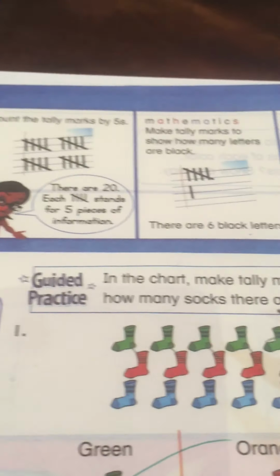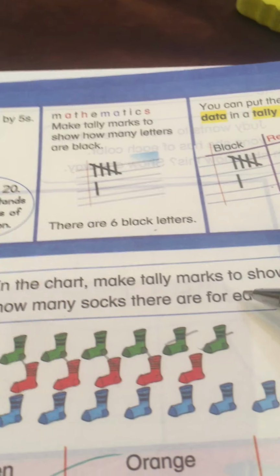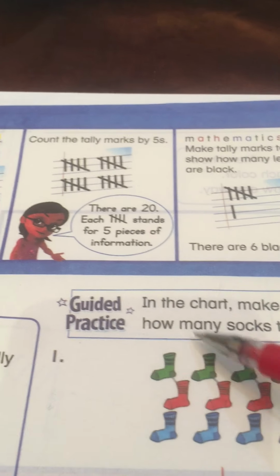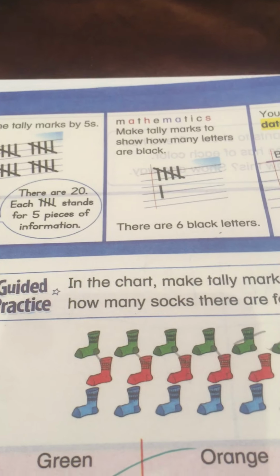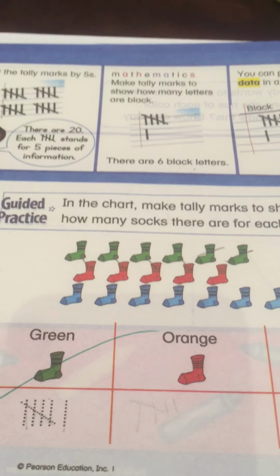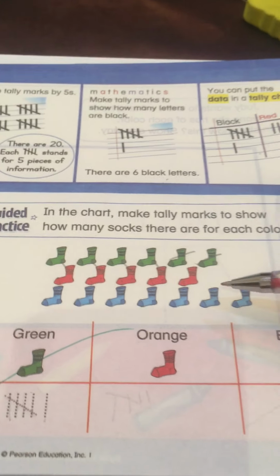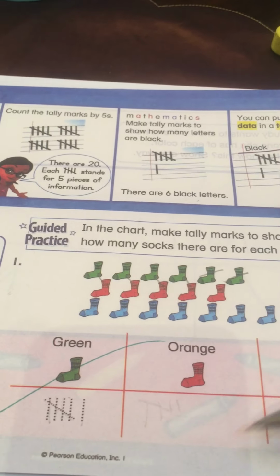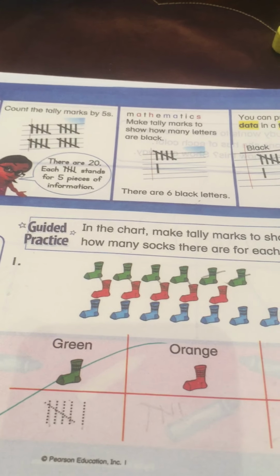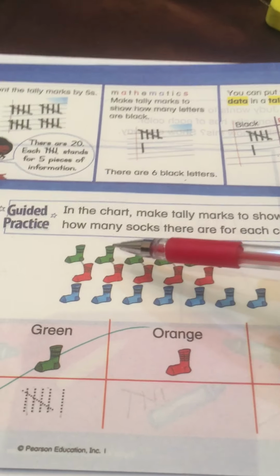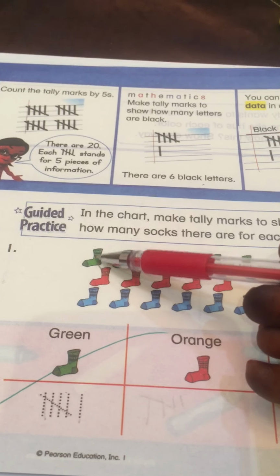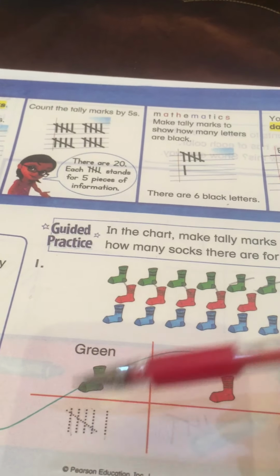And then let's move and see if I can do this. In the chart, make tally marks to show how many socks there are for each color. Sometimes they give me just a picture, and then I have to find the information by using the tally marks. Here they ask me to use the tally marks to find the information or answer the questions that they give me. Each one here you can represent with 1 tally mark.